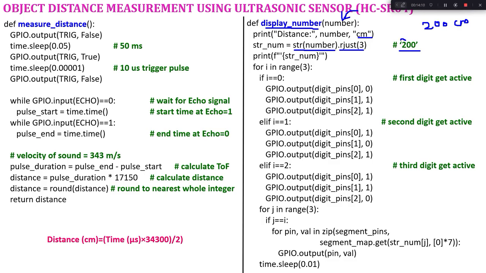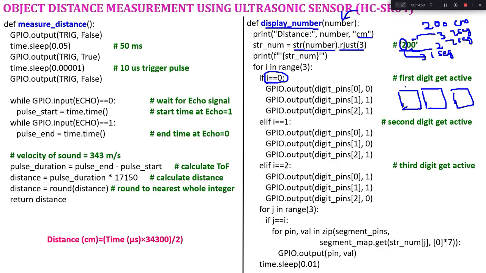Now we have to take the first digit and move it onto the first segment, the second digit into the second 7-segment, and the third digit into the third 7-segment. That is what we are going to do. In a for loop, I put i equal to 0. We take a variable and check whether it is 0. If it is 0, I am going to enable. There are 3 seven-segment displays.